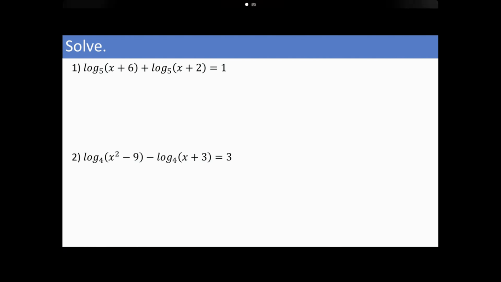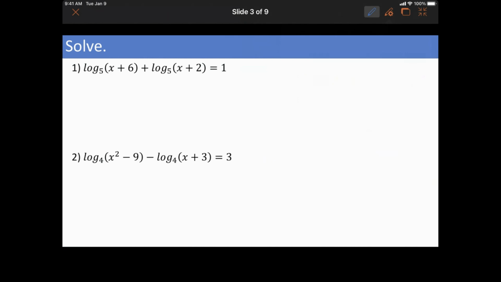So let's look at these two problems. You can see that I have logs on the left and no logs on the right. However, there's 2 logs on the left. And before I can write it in exponential form, it has to be 1 log on the left. So is there a way that I can condense it to 1 log? Aha, you're like, oh, the properties. That's right. So it's addition.